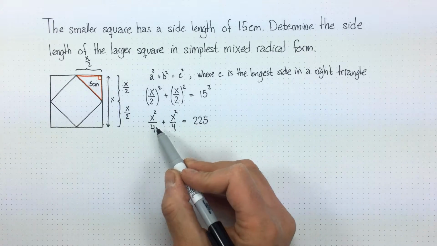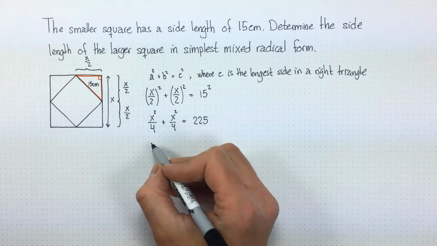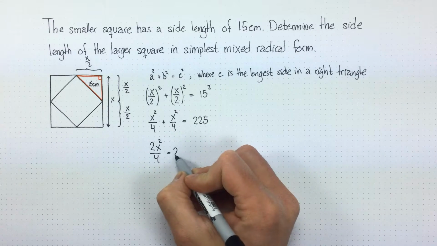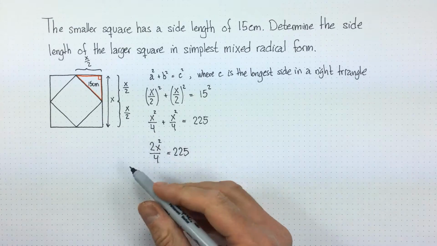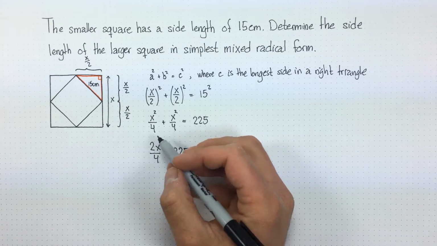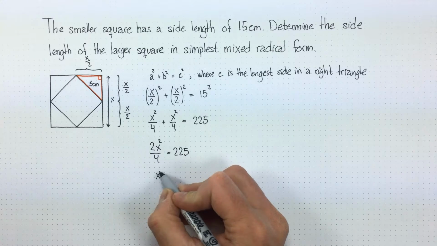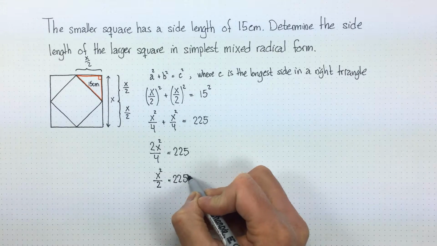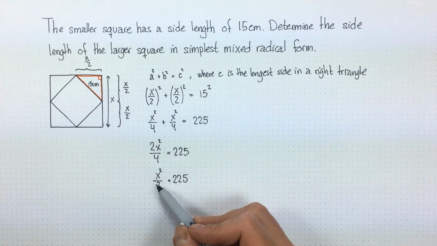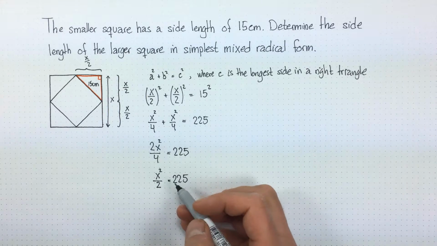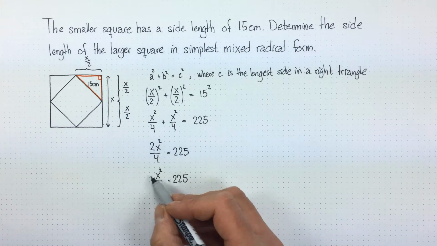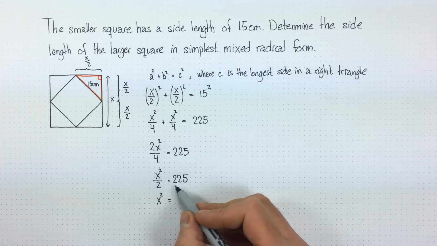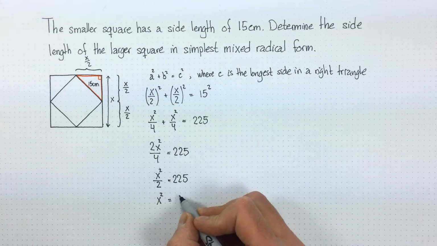We can combine these two like terms. x squared plus x squared is 2x squared over 4 equals 225. We can divide numerator and denominator by 2, which means we will get x squared over 2 equaling 225. And so what we want to get here is just x squared, and to do that we multiply both sides by 2. So if we multiply the left hand side by 2, we're left with just x squared. If we multiply the right hand side by 2, 2 times 225, we get 550.